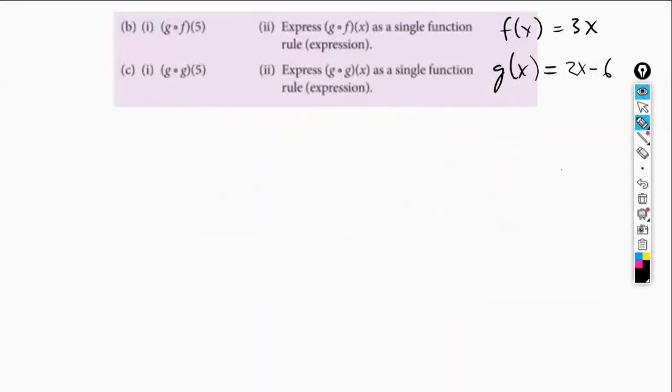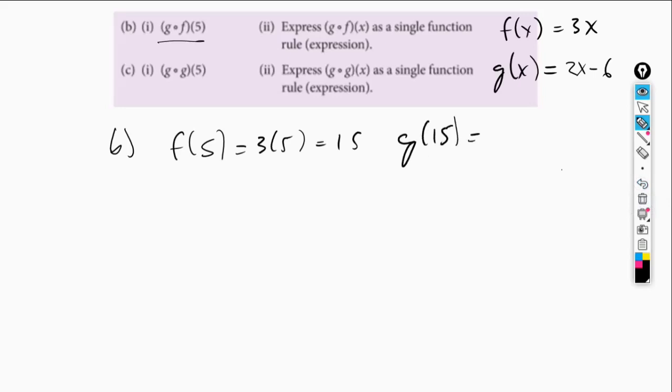So in the next slide, we have the continuation, and we go with part B. Now they want us to do the opposite, right? Now it's g of f of 5. So for B, what they want us to do is plug in f of 5 first. So f of 5 is going to equal 3 times 5. That's going to be 15. And then this we have to plug into g. Well, actually, I should write the notation. So it's going to be g of 15, which is equal to 2 times 15 minus 6. And this is going to equal 24.